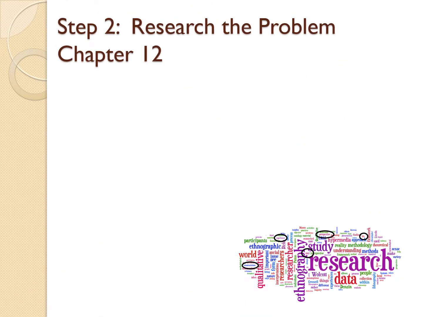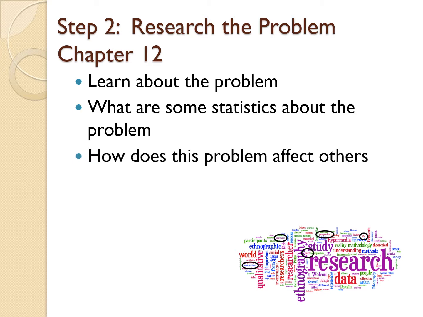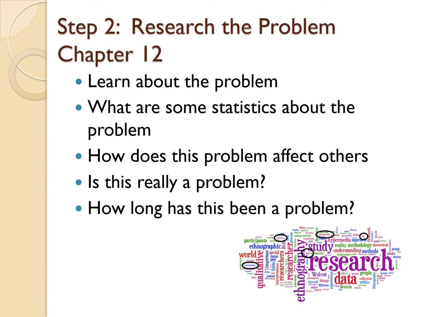So once we have identified a problem, step number 2 is, well, now let's start researching the problem and start understanding why this problem is a problem. In step number 2, we're learning about the problem. We're learning about some of the statistics about the problem and demographics. Who does this problem affect? How does it affect other people? Is it really a problem? How long has it been a problem? And why do we care? So step number 2 is when we're starting to do all of our background research. Again, in step number 1, we identify the problem. Step number 2 is, okay, this is a problem, why?